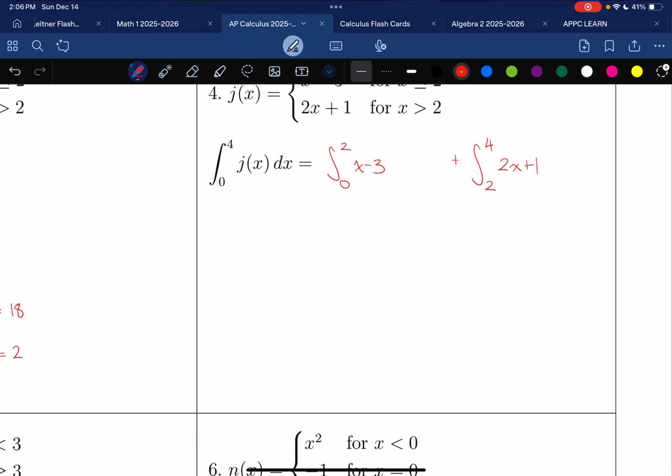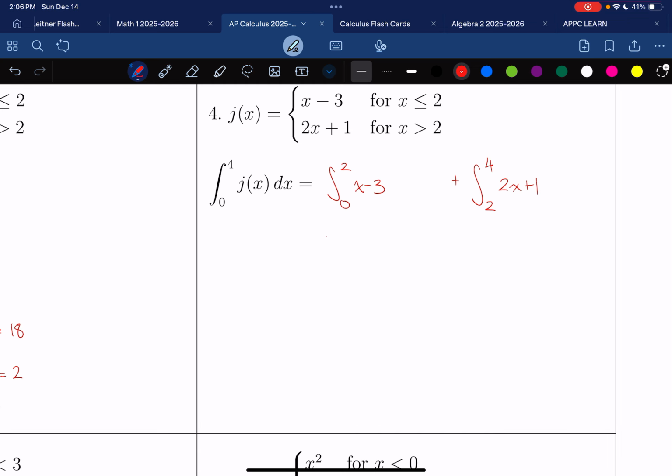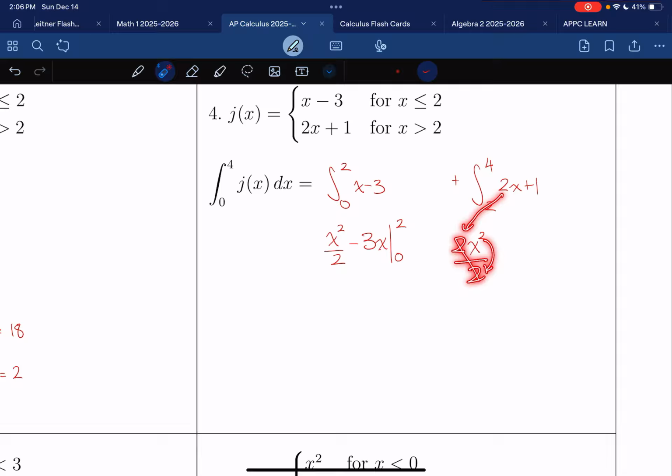All right, so let's take the antiderivative of x minus 3. That's going to go up to x squared divided by 2 minus 3x. Evaluation bar between 0 and 2. Antiderivative of this right piece. Let's see, 2x is going to go to x squared. Again, there was a 2 that I brought down here, but I divide by 2 because this 2 comes down here, and the 2 and 2 cancel, leaving behind just the x squared. Plus 1 is going to be plus x, and then this is evaluation bar between 2 and 4.